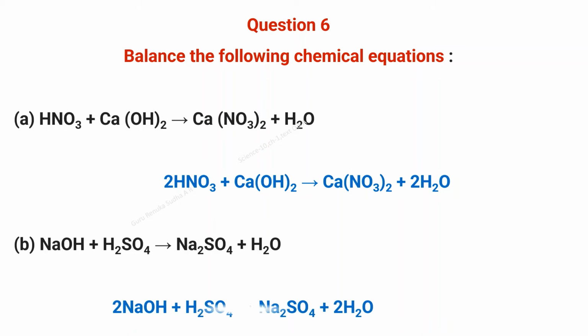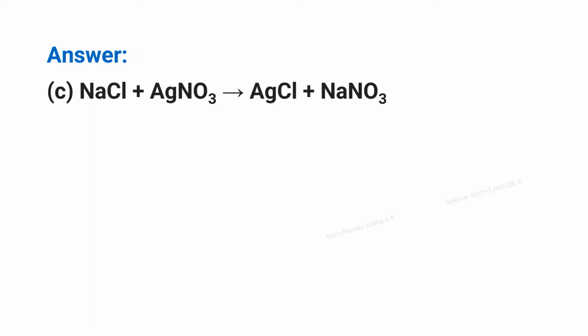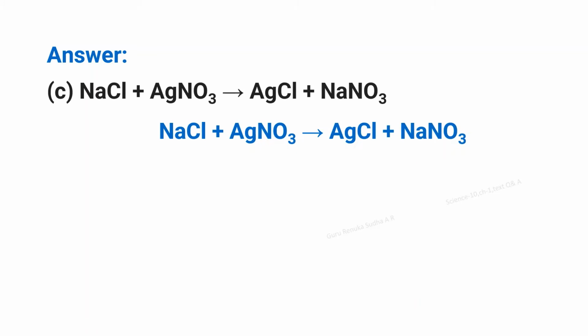Okay, next, NaCl plus AgNO3 gives rise to AgCl and NaNO3. Observe carefully. Sodium is one atom on the left hand side, and sodium on the right hand side is also one. Cl on both sides is one and one. Ag is also one and one. So yes, it is in balanced form only, and you have to write it like this.